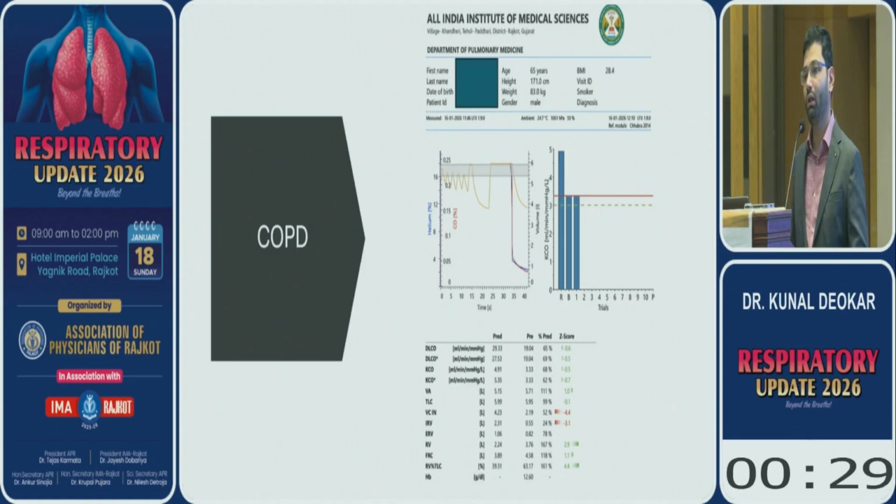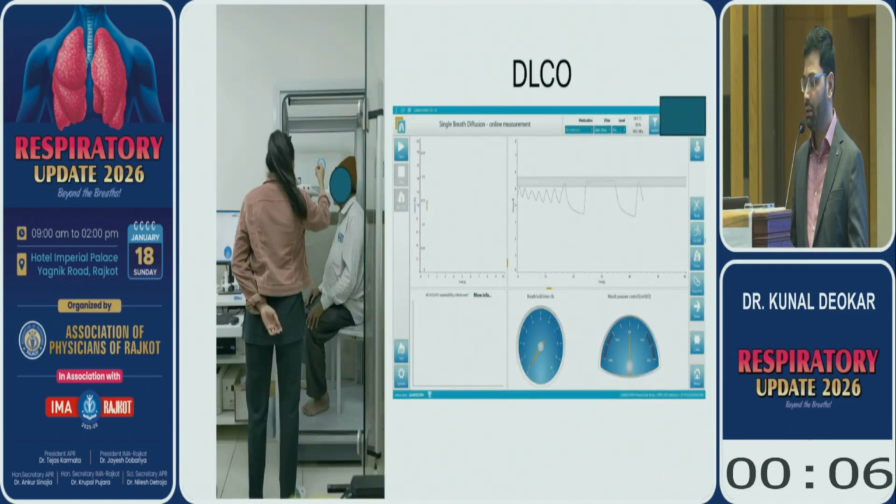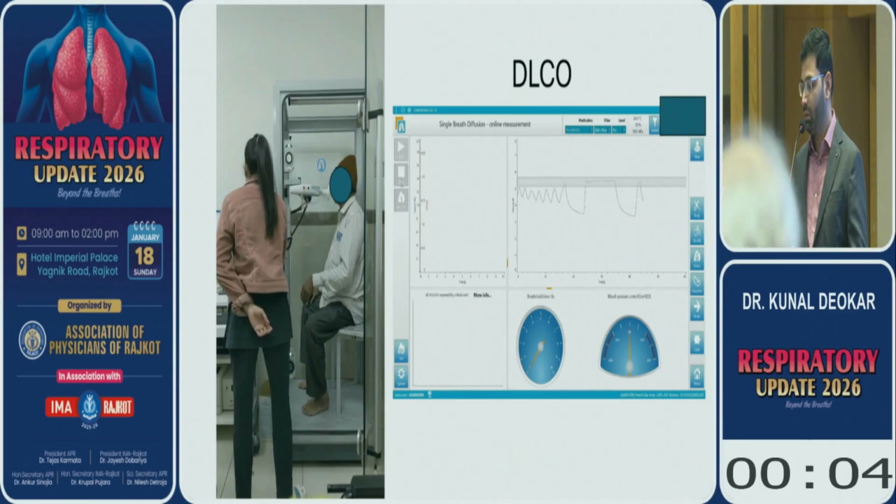In COPD, we know that there is destruction of the alveolar walls. Also, there is pulmonary hypertension. So there is reduction in DLCO. If you see KCO, KCO is also decreased. That means there is additional capillary damage, probably due to pulmonary hypertension, which has resulted in low DLCO in these patients.